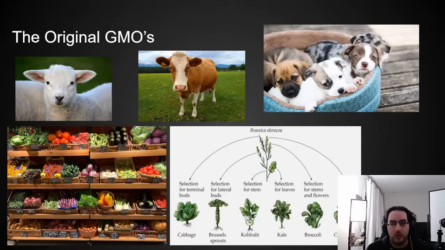But it's not purposeful. It's purposeful in that you're constantly selecting for bigger and bigger and bigger plants, or cows or fuzzier sheep or whatever. But you're not changing a specific gene on purpose. And that is where the line is between what I'm going to call modern GMOs and the original GMOs.